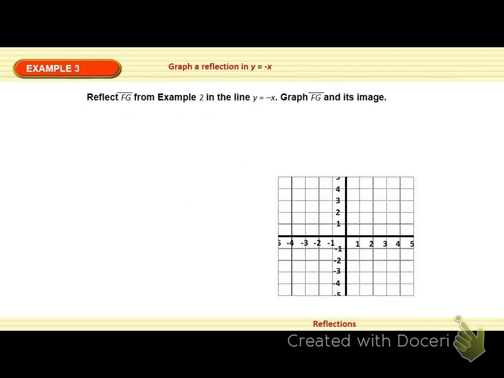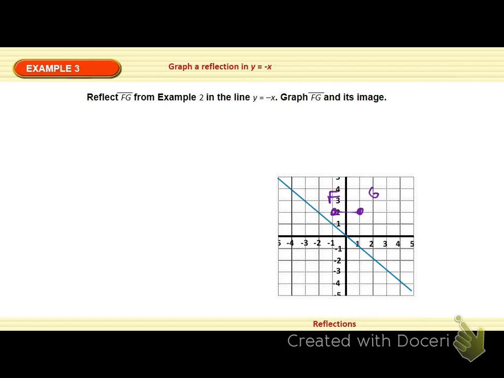The next one is we're going to reflect the exact same segment, but now we're going to do that in the y equals negative x line, right? And so there's the original segment. That's the pre-image. The y equals negative x line has its y-intercept at 0. The slope is negative 1, so you go up 1, left 1, or down 1, right 1. Either way gets you in a line that looks something like that.